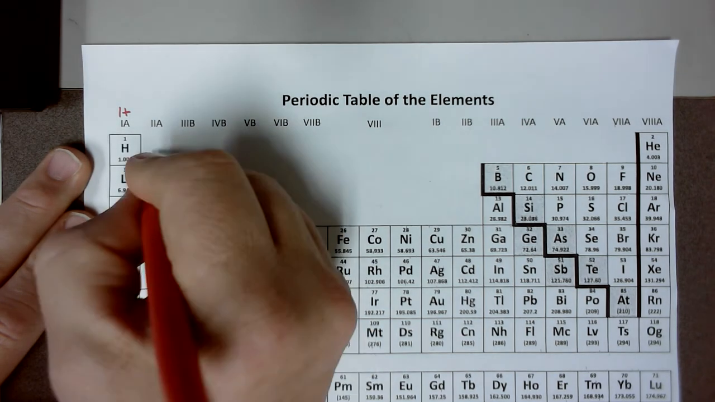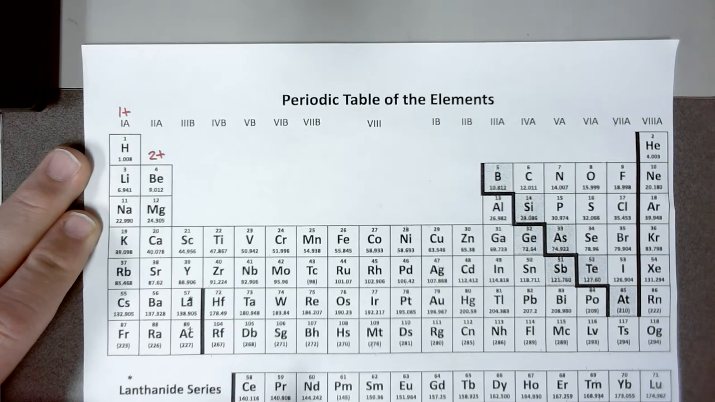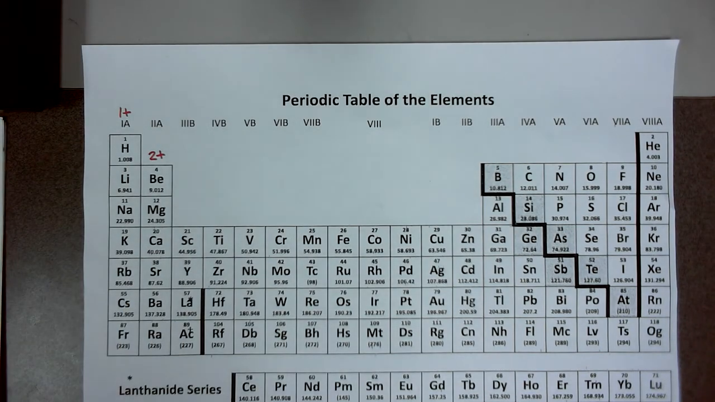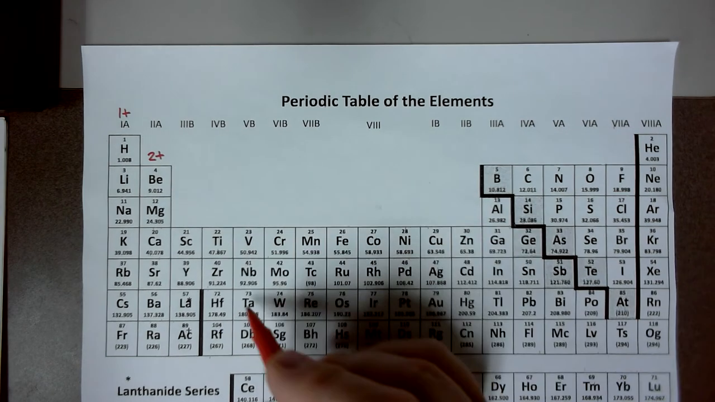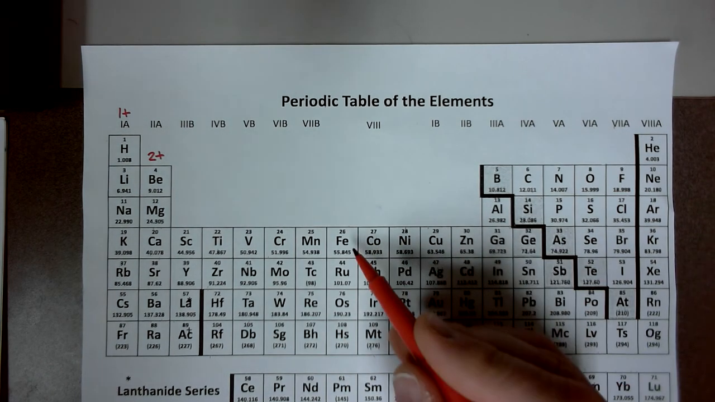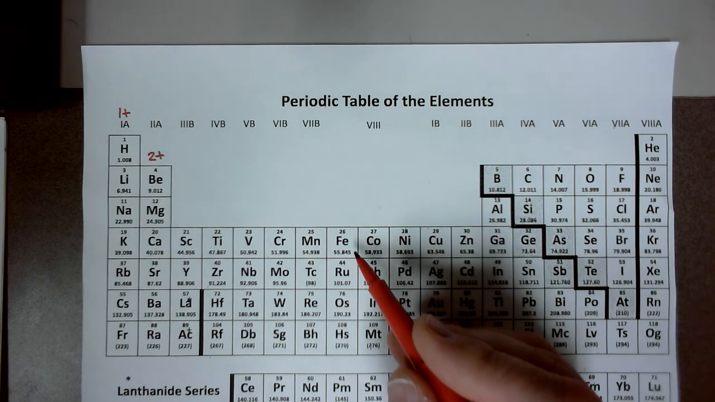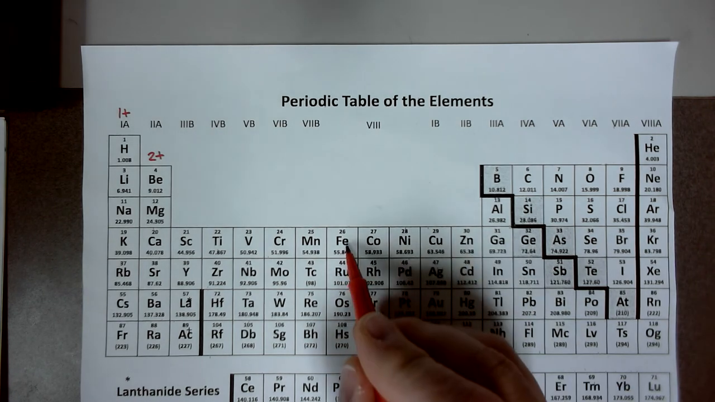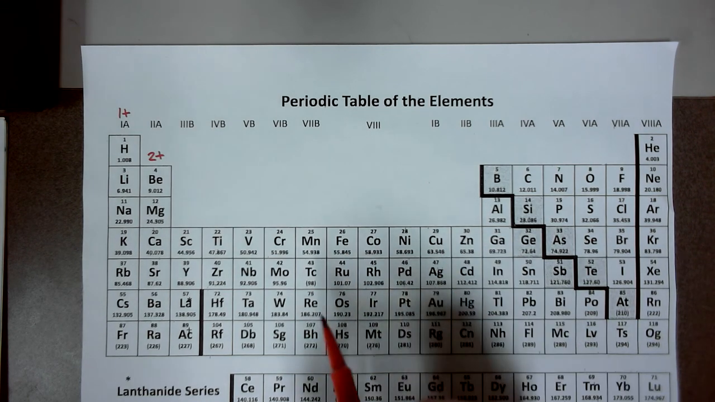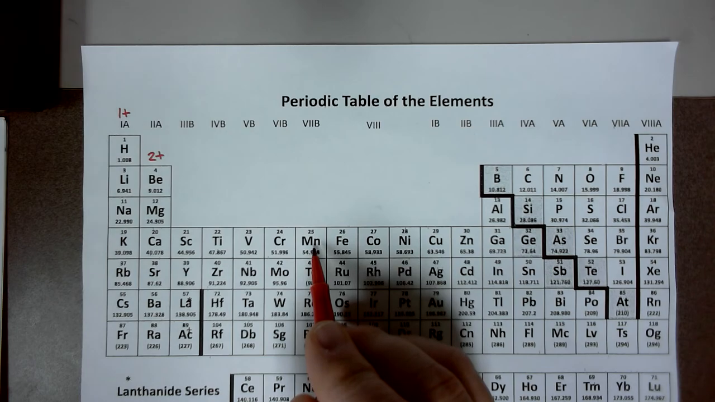Everything in this group is going to be a 2+, because they have two valence electrons to lose. Then these are the transition metals. Transition metals can change charge, which is one of the reasons they're called transition. They'll transition from one charge to another. Iron can be a 3+ or 2+. Nickel can be a 1+ or 2+. Cobalt can be a 1+ or 2+. Manganese can be 2+ or 3+.